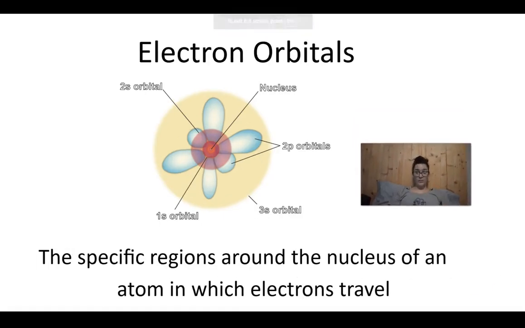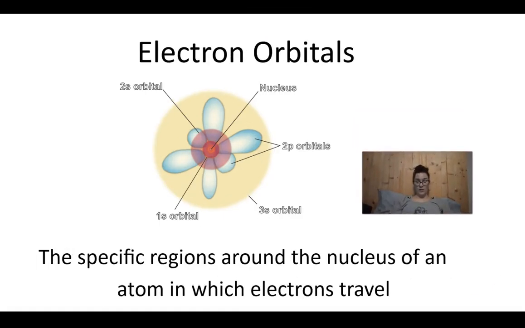So these orbitals are specific regions around the nucleus where an electron can travel. They are probability locations rather than the electrons orbiting the nucleus in rings. They're actually moving at very high speeds within a specific probability location. That is what an orbital is. And then we have these different orbitals that occur in the different principal energy levels, which is denoted by the 1, the 2, or the 3, 4, 5, 6, 7.